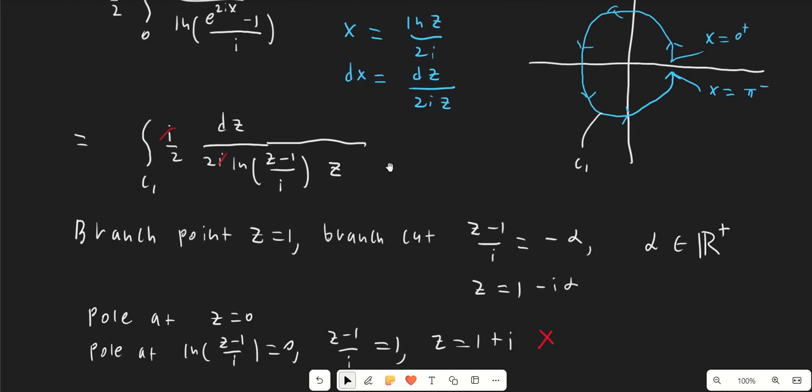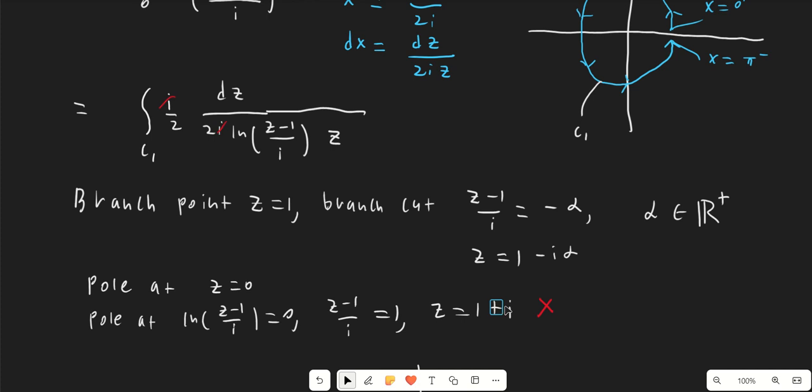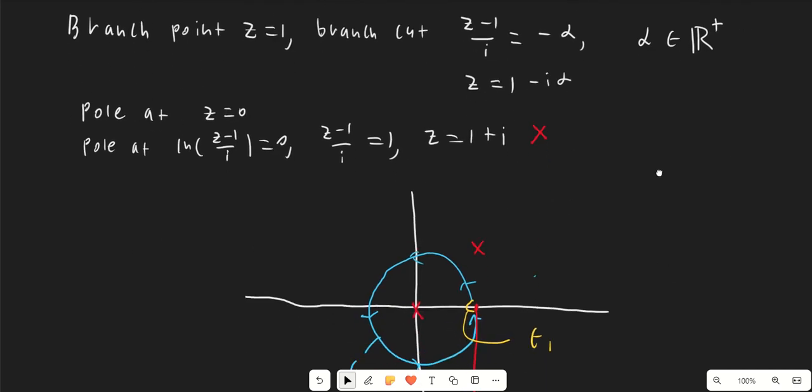In order to find the branch cut, we know that the branch cut will always occur when the input of the natural logarithm is a negative number. So if alpha is a positive real number, then negative alpha is a negative real number. So we just solve for z in this equation, and we find that our branch cut runs along z equals 1 minus I alpha. We have a pole at 0, clearly, just because of this z right here. And we have a pole when this natural logarithm becomes 0 as well. But that actually happens at z equals 1 plus I, so it's outside of our circle, so we don't really need to worry about it.